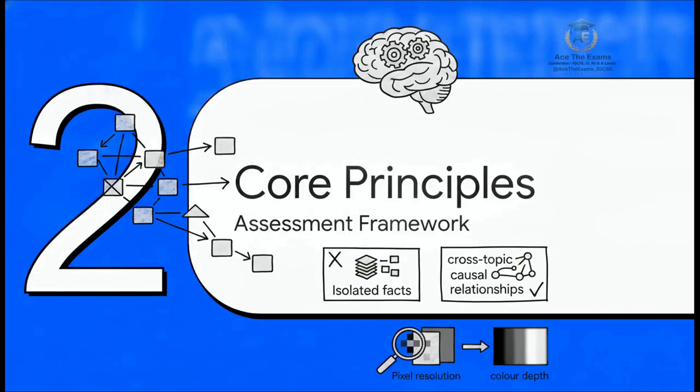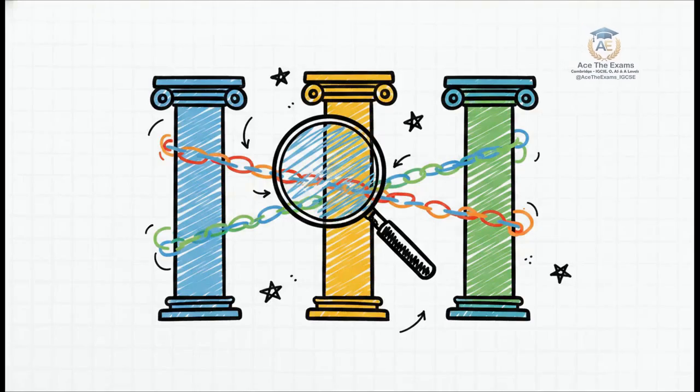Section 2, Core Principles and Theory. What the assessment framework actually wants from you. Let's break down the computer science specific assessment objectives. Examiners are targeting distinct cognitive domains here. First, knowledge and understanding. Do you know what a bit depth is? Second, application. Can you calculate the file size? And third, analysis. Can you evaluate the impact?